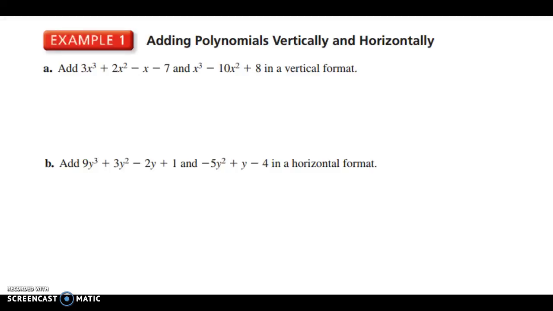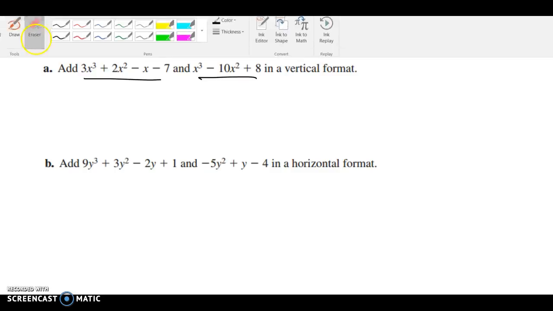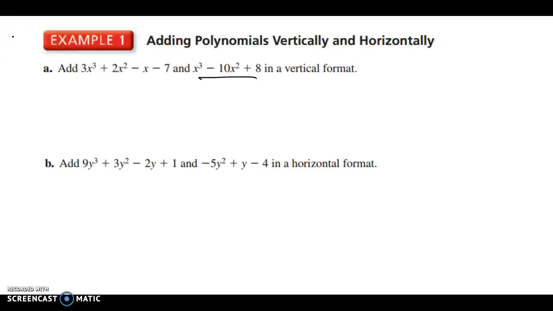Go to section 4.2 in your notes and look at example 1. For part A, it says to add these two polynomials in vertical format. So what that means is we're going to set up the equations here. We're going to match up 3x to the third, and I'm going to rewrite the second polynomial underneath. So I have x to the third minus 10x squared plus 8.